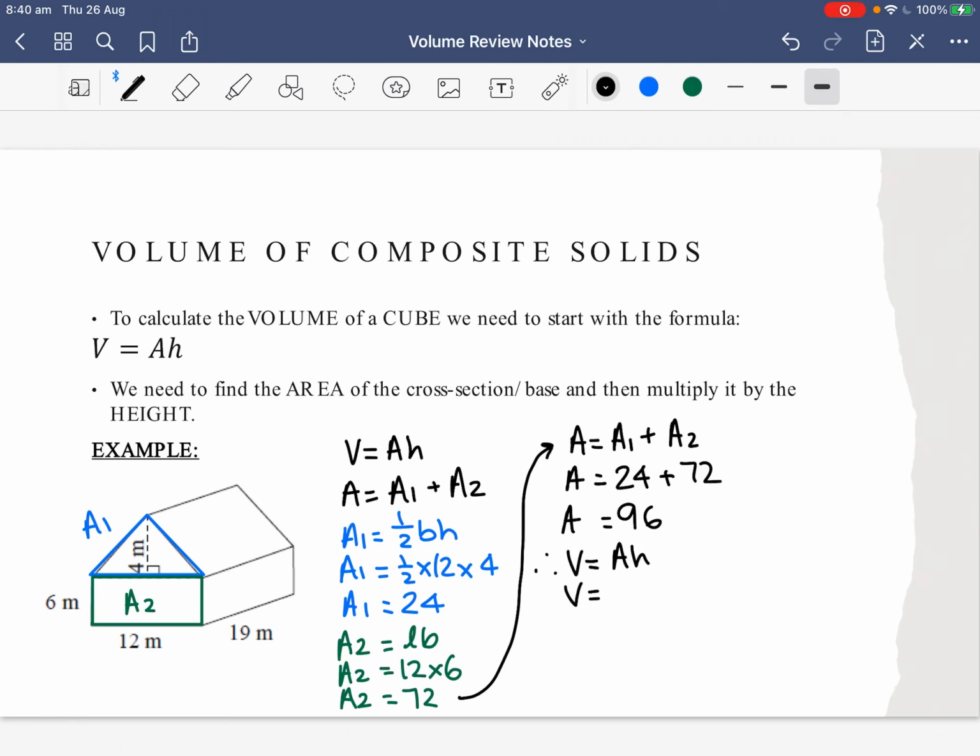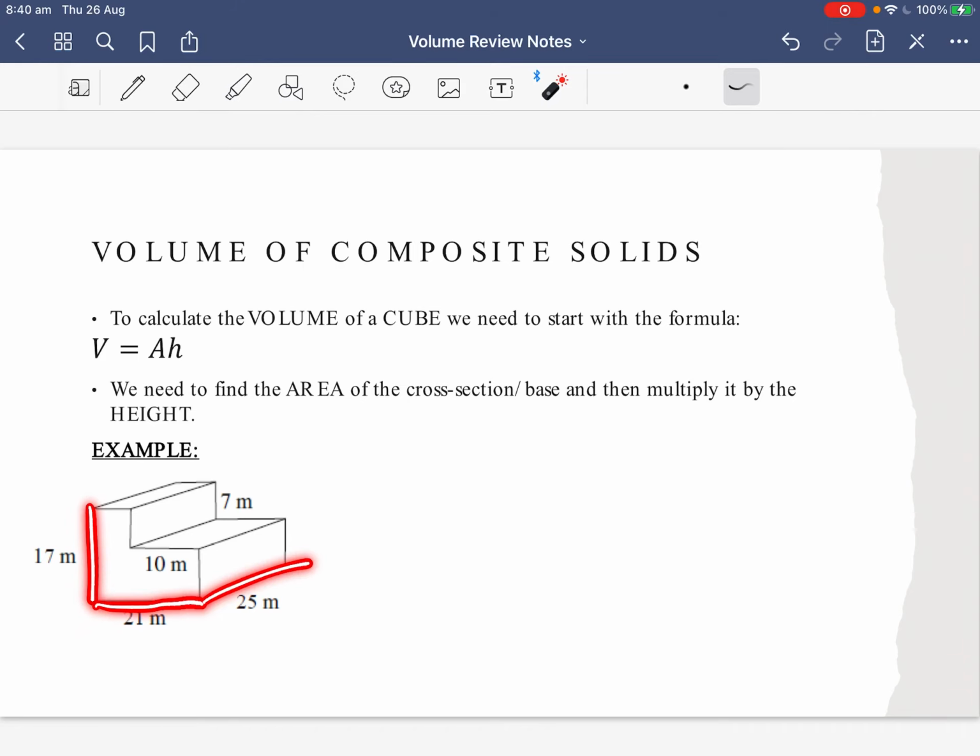Lucky last, we have one more composite solid that we want to look at. So for this composite solid example, we have our famous L shape here. Now with our L shape, we have some sides missing. We know that this is 17, this is 21, these sides here are 25, so that's our length going back, or our height. I'm just going to label that. And then we have that this length here is 7.